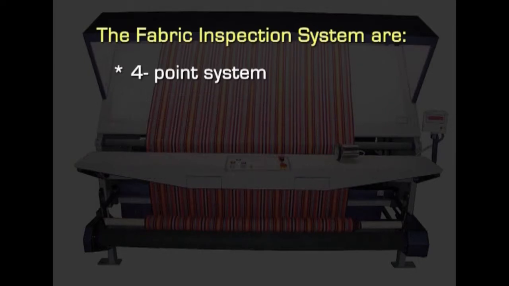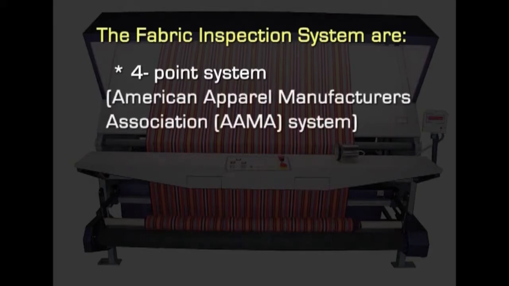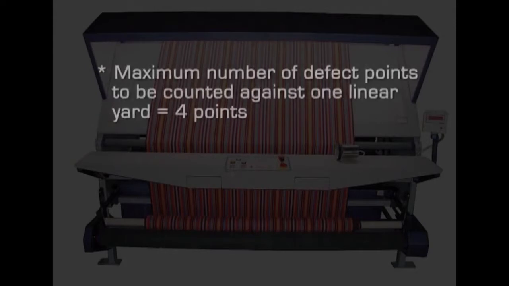The 4-point system is also called the American Apparel Manufacturers Association AAMA system of determining fabric quality, which is widely used for grading fabrics. The aspects of this system are that the maximum number of defect points to be counted against one linear yard is equal to 4 points. That means that the fabric is graded regardless of the end product. A defect point is not a consistent unit of measure. This system makes no provision for the probability of minor defects causing seconds.